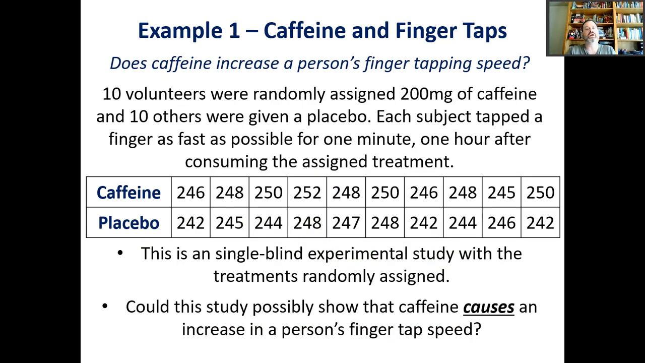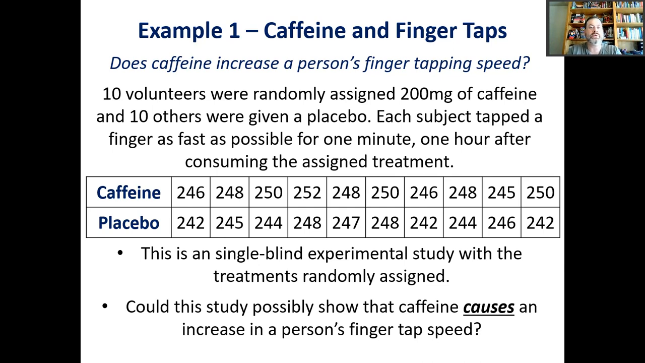So the example we're going to use to establish the main concept is this study called Caffeine in Finger Taps. And this was a real study. And it's not a real complicated study. Sometimes I like to use stuff that students could do. This is a study that a student could do. Because a lot of the studies we do are real complicated, it doesn't mean stats has to be complicated. So does caffeine increase a person's finger tapping speed?